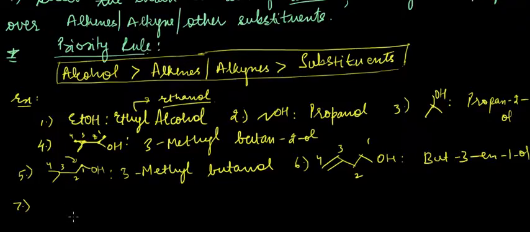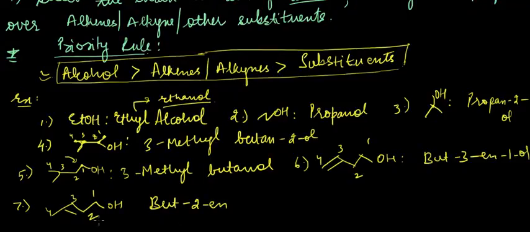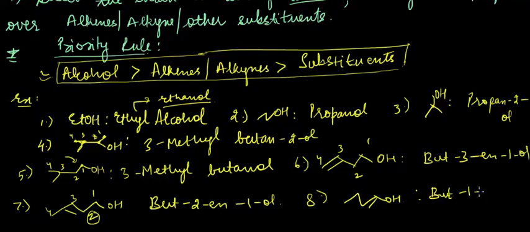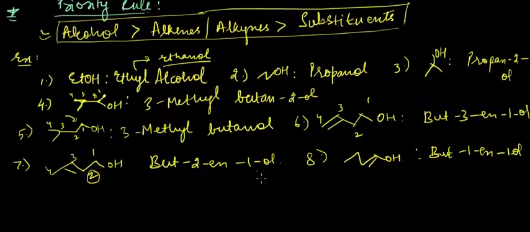Let's do this compound. We have something like this. Again first, second, third and fourth. Why? Because alcohol should be given higher preference over alkenes and alkynes. So this would be but-2-en-1-ol, as on the second carbon itself we can find the double bond, and 1-ol. Let's look at another example. We have something like this. The name for this compound would be but-1-yn-1-ol, with a dash between 1 and ol.